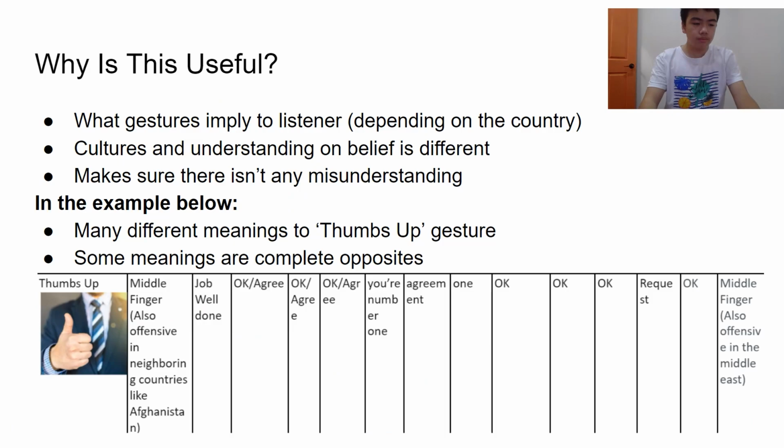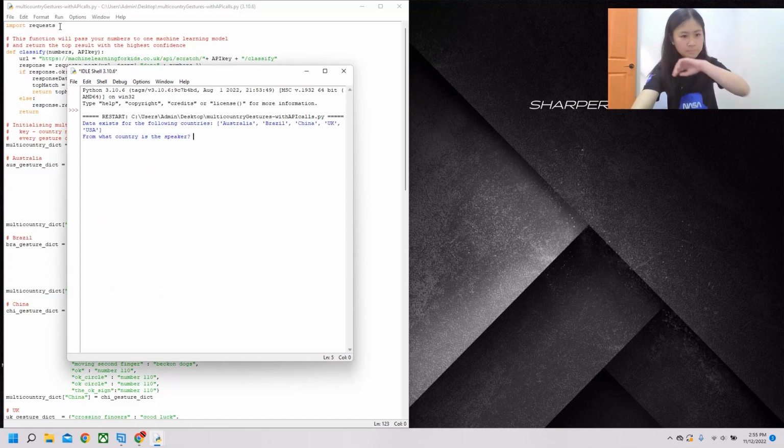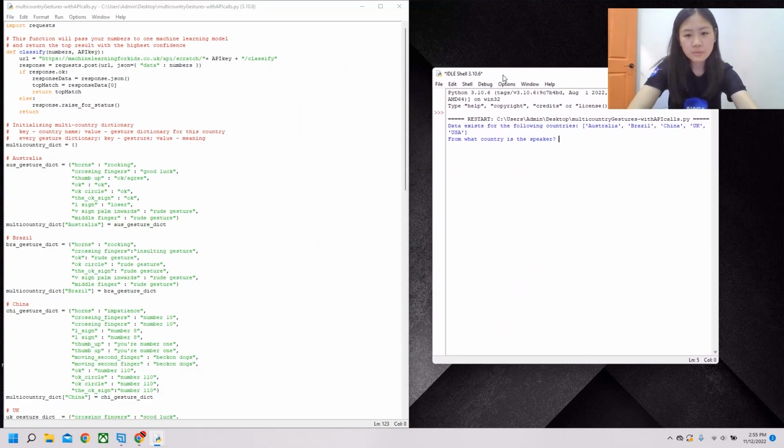Gestures can have many different meanings in different countries, as cultures and beliefs are a lot more different, resulting in both people knowing what the gesture means and whether there is any misunderstanding. Let's see how our program works.